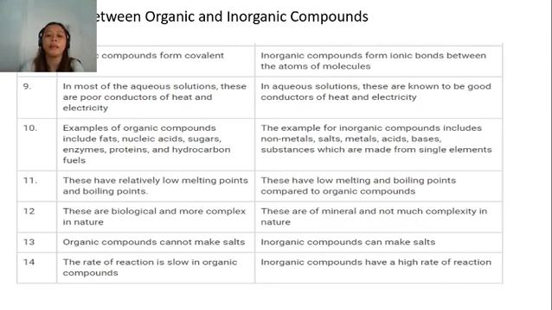Organic compounds are biological and more complex in nature. Our inorganic compounds are mineral, and not much complexity in nature. Organic compounds cannot make salts, while our inorganic can make salts because salts are one of the examples of inorganic compounds. Then, the rate of reaction is low in organic compounds because it is more complex, meaning the reaction is slower. While in our inorganics, there is a high rate of reaction. It's because they are simple, not complex, unlike our organic compounds.